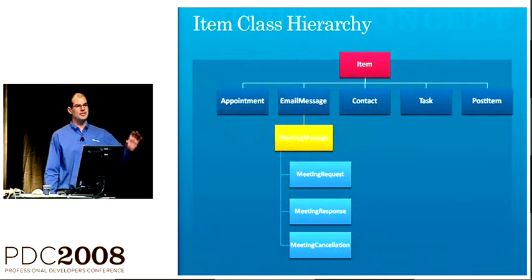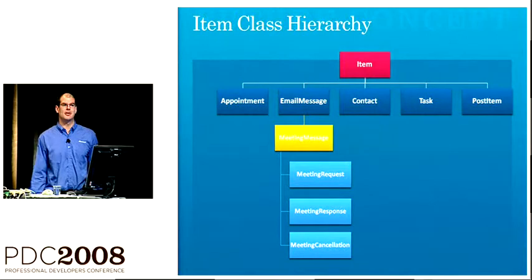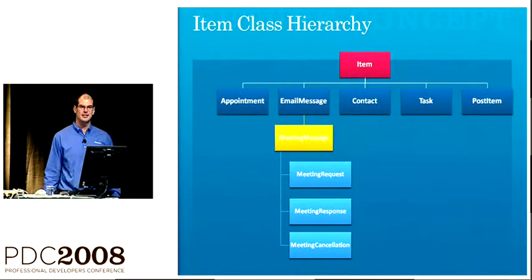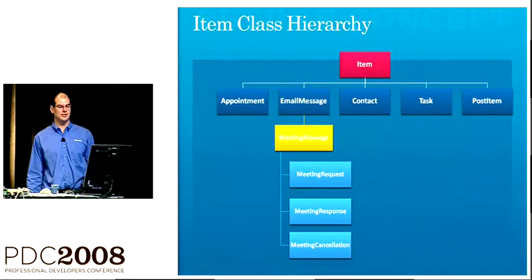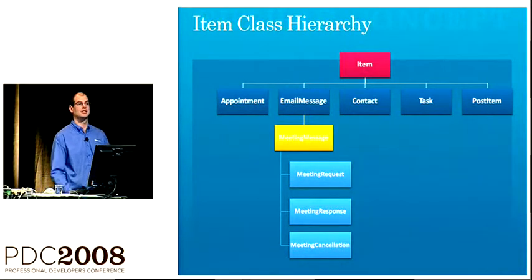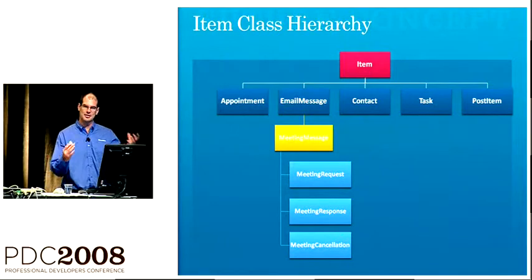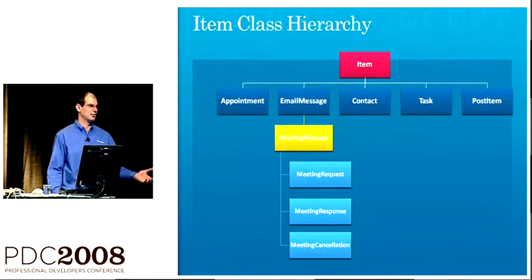So you can always get everything back as an item. You can use email message for anything that's usually in the inbox, and then you'll have to upcast from there to meeting request or meeting response if you actually want to accept a meeting, for example. We won't go into that much in detail in the demos, but just want to lay out the hierarchy for you as you're thinking about the managed API.